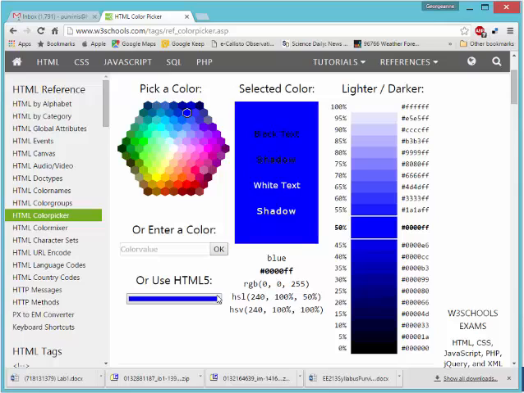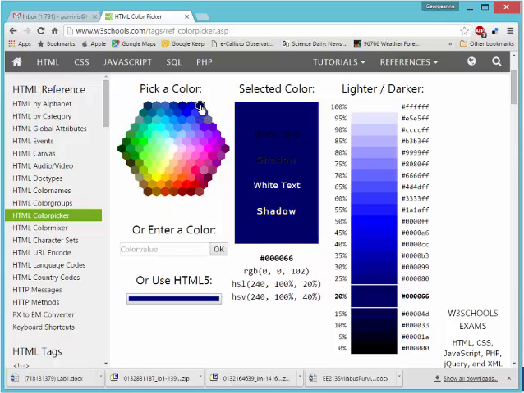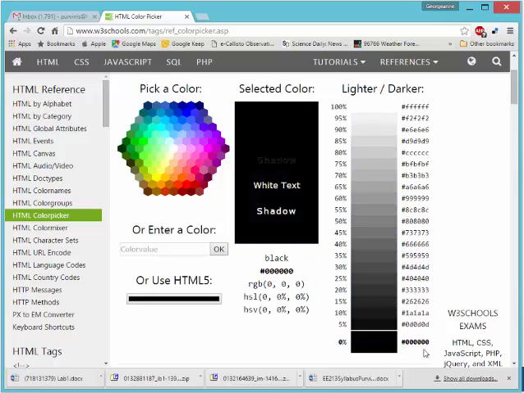What do you think black is? Black would be a fun color. Do I have black? Oh, that's not quite black. There's black. Black is all zeros, and white is all F's. So black is all 0, white is all F's. So the colors must be additive.